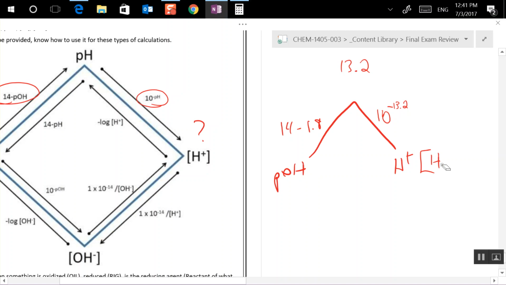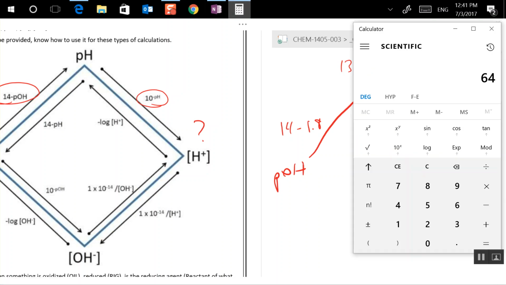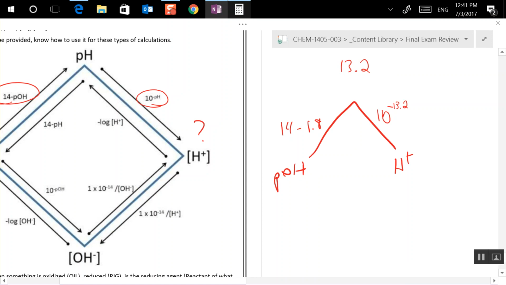Okay? Let me see. So, I do have 14 minus 1.8. Oh, yeah, you're absolutely right. We did 0.2, huh? It is 12.2. We're going to get 12.2.